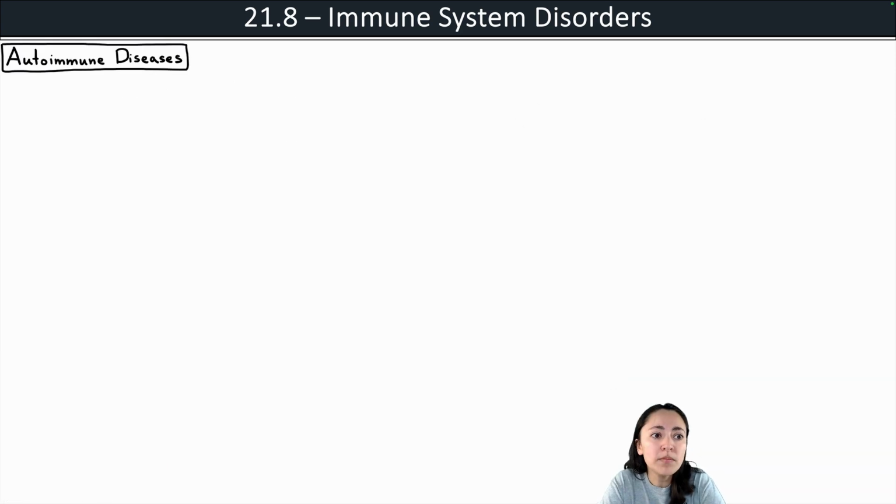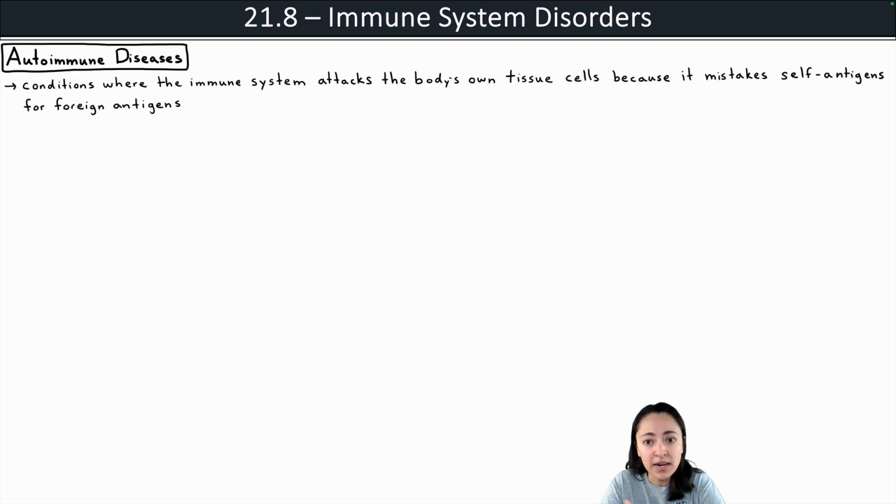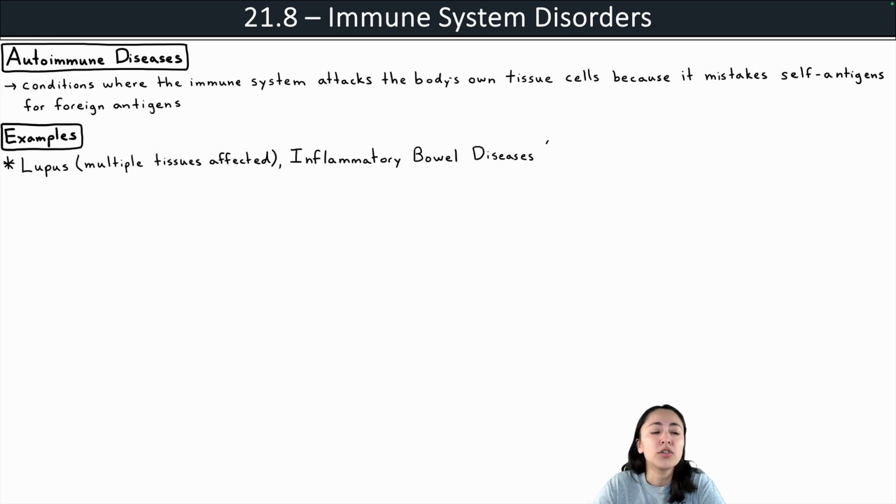Next, we're looking at autoimmune diseases. These are conditions where the immune system attacks the body's own tissue cells because it mistakes the self-antigens on those tissue cells as foreign antigens. It's called autoimmune because auto means self, right? So your immune system is attacking yourself. Examples of this include lupus.